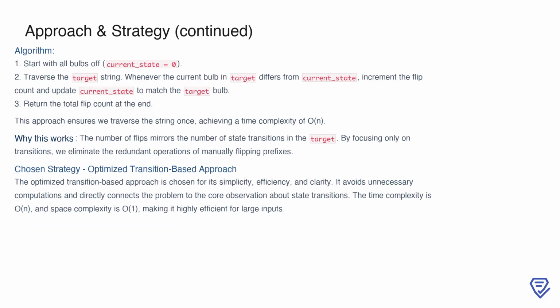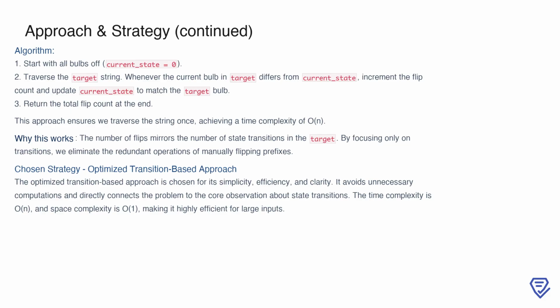Now that we understand the key insight, let's break down the optimized algorithm step by step. We begin with all bulbs turned off, which means the initial current_state is 0. As we traverse the target string, we check each bulb against the current_state.